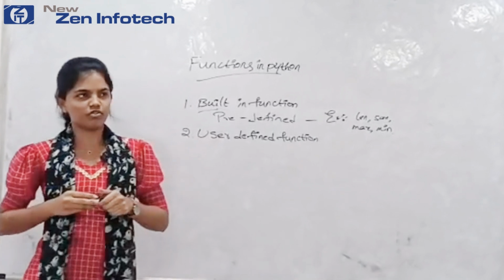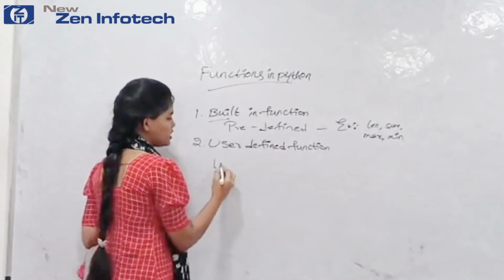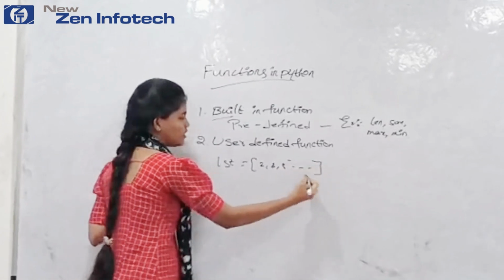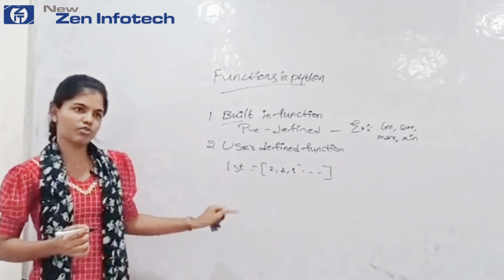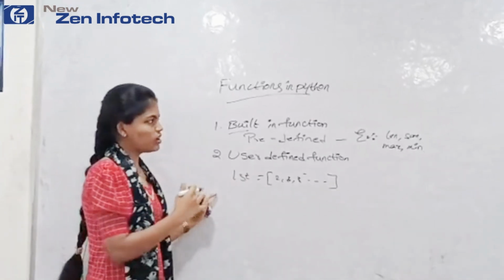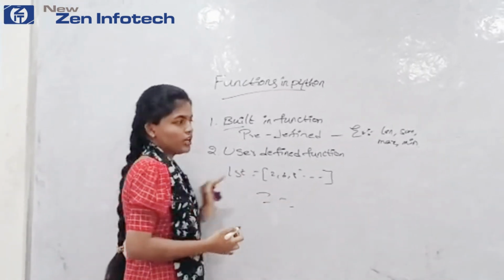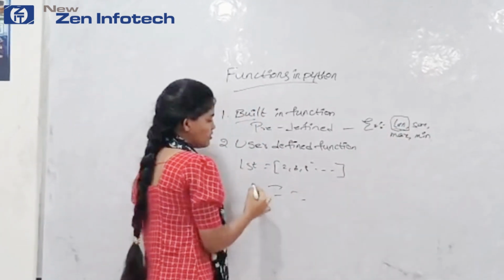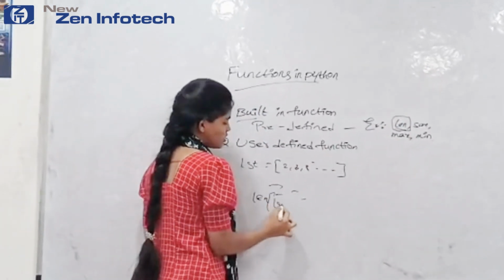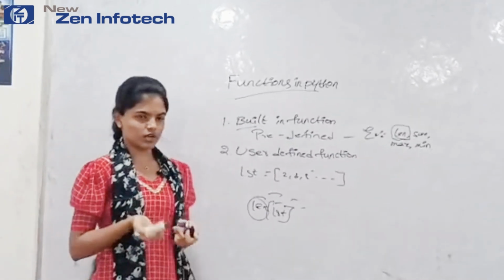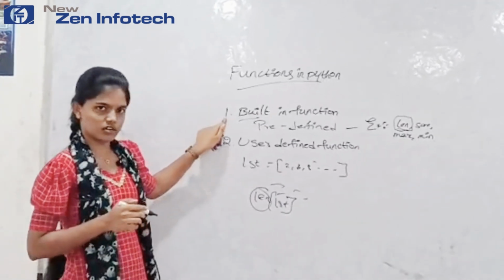For example, if we have a list of 2, 6, 8, and so on, and we want to find the length or sum of this list, we don't need to write all the code. Instead we can use the predefined functions. If we use the length of the list, it itself gives the length instead of writing the code, so built-in functions are used.